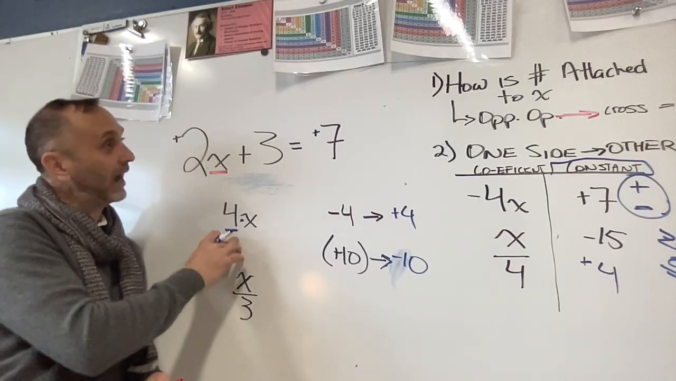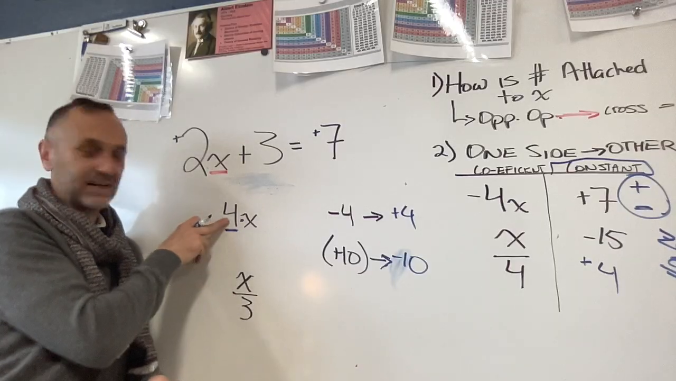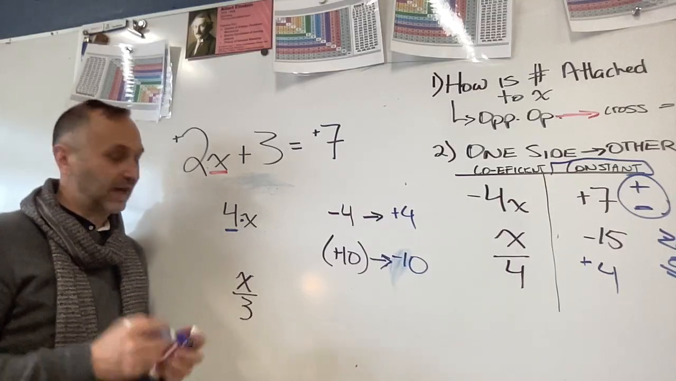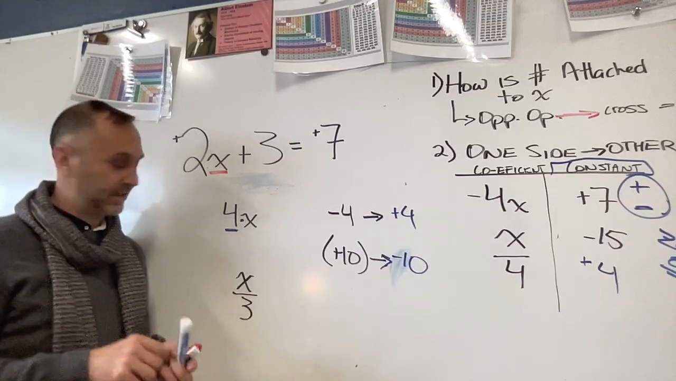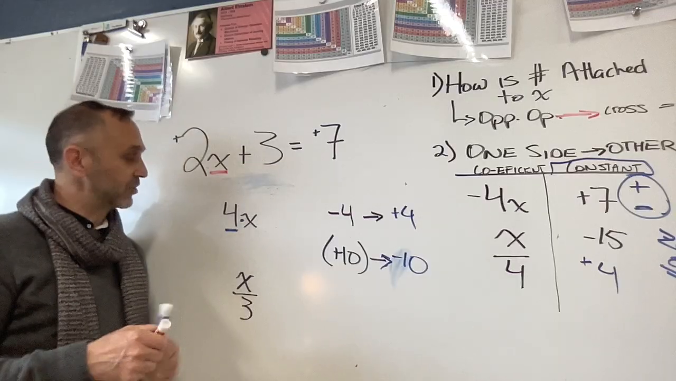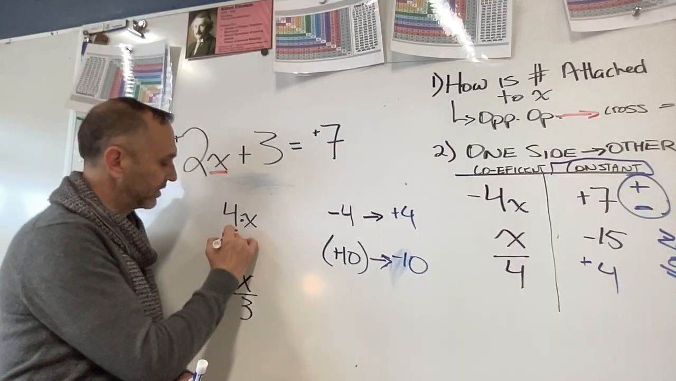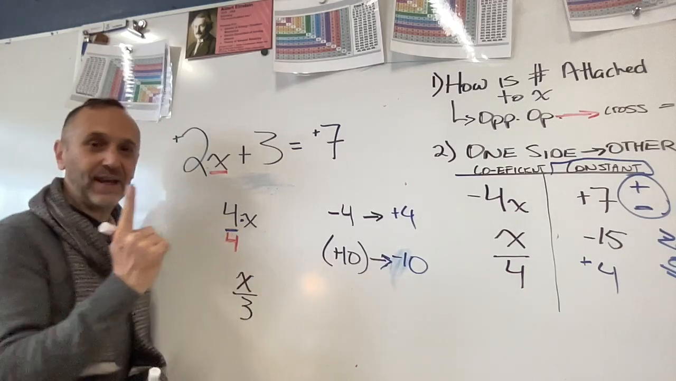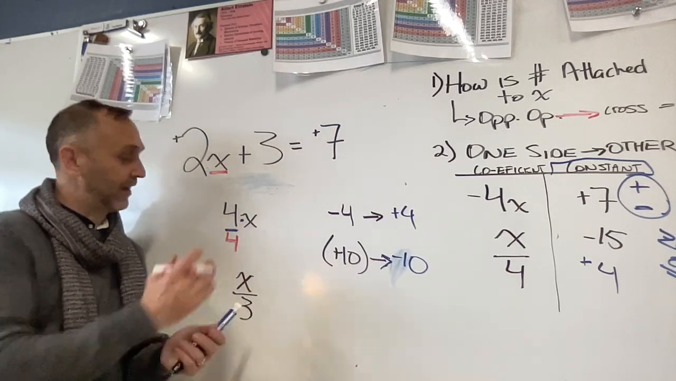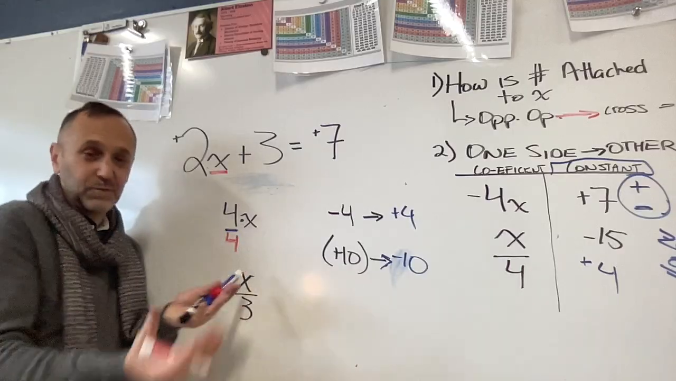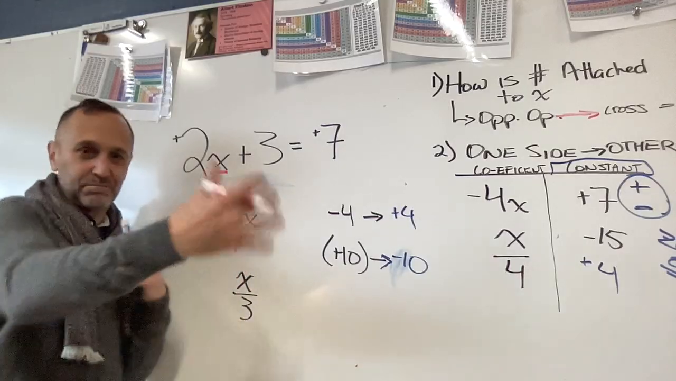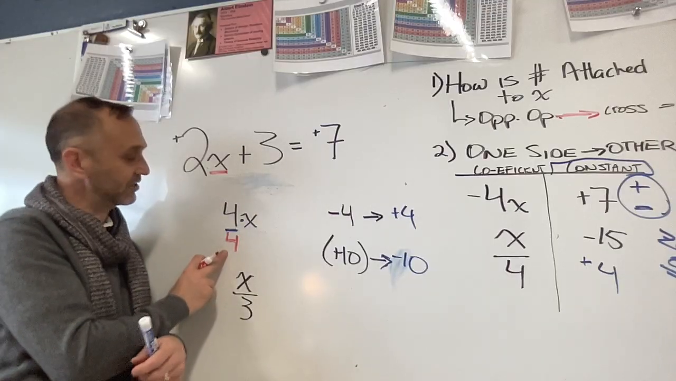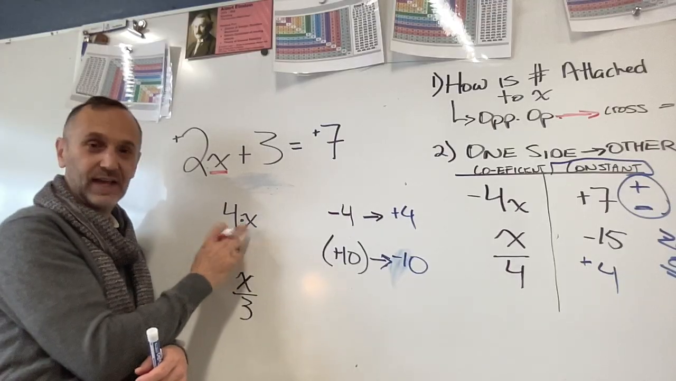So in this case, I ask, how is the number attached to x? The 4 is attached with a multiplication. What is the opposite of multiplication? It is division. So what we're going to do is we're going to divide by that same number. Remember, the goal is to have 1x, not 0x. If we subtract 4x's from this, we end up with 0. That doesn't help us. We're just moving things back and forth. But if we divide by 4, it's going to give us 1x.